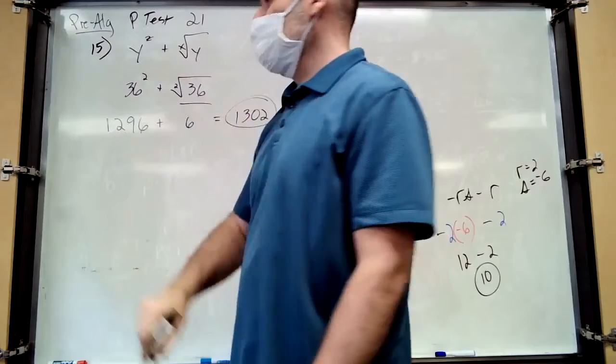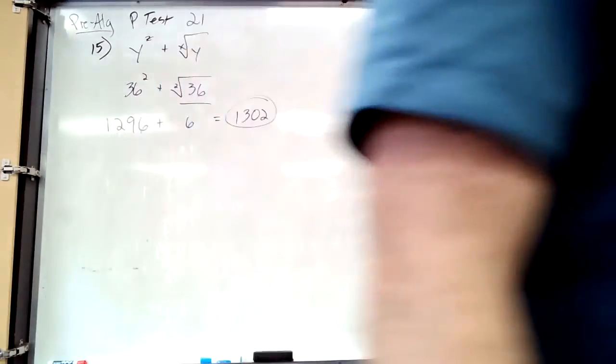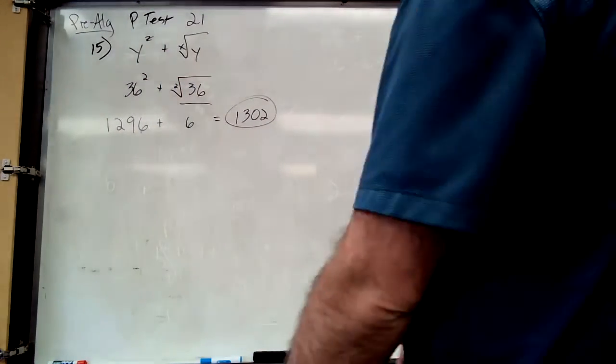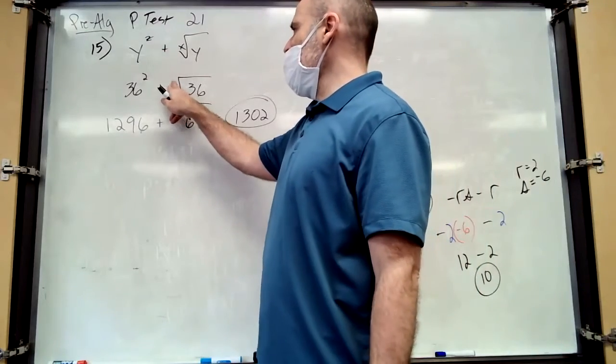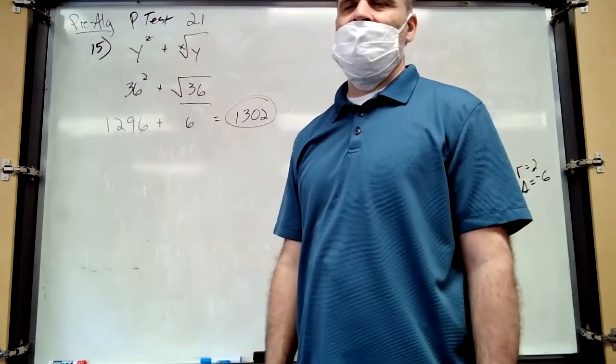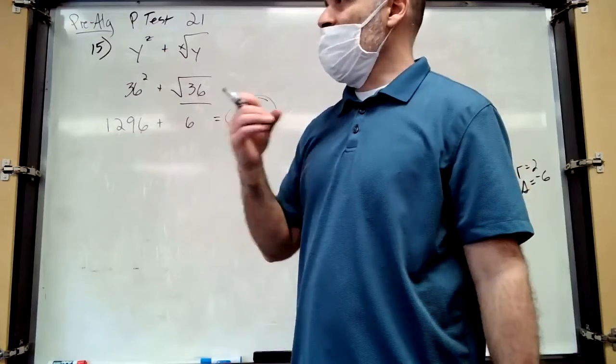1,302. Okay, can you guys handle that one? All right, remember when you don't see a 2 there, it's just the square root, the second root. But it doesn't hurt to put it there.